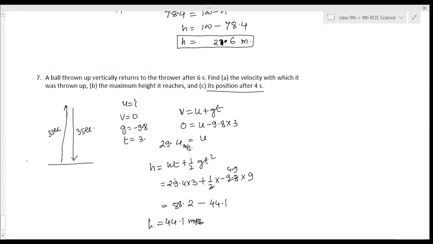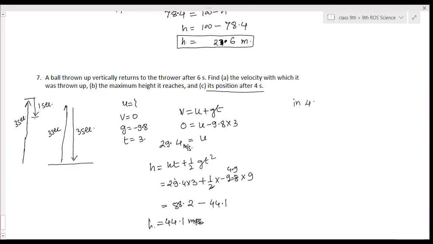Now after 4 seconds, that means in the first 3 seconds it will travel a maximum distance, reaching maximum height. Now in the next 1 second, what has happened? It has reached maximum and is going down. It can't move upward, it's moving downward. So in 1 second it will cover some distance. How much distance it has covered in the next 1 second, that is what we have to calculate.